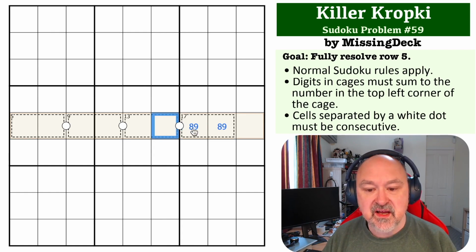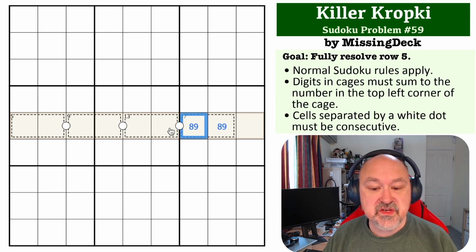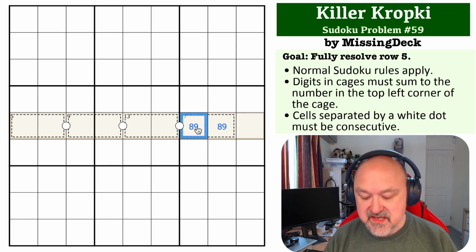But this digit here has to be consecutive with either 8 or 9. If this was a 9, the only digit that is consecutive with 9 would be 8, and we would end up with two 8s. So that doesn't work. So this has to be 8, so this can be 7, which makes this 9.